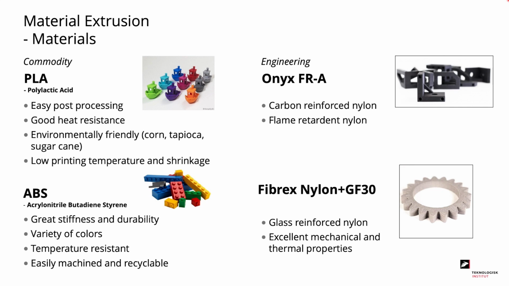We have here divided it into commodity materials and engineering materials. The main commodity materials include PLA, which is easy to post-process and has good heat resistance. Then we have ABS, which is known for great stiffness and durability and a variety of colors. For the engineering materials, we have Onyx FR-A. Here we can use carbon reinforced nylon, which is flame retardant. We also have Fibrex nylon with, in this case, 30% of glass fiber. This is simply glass reinforced nylon that has excellent mechanical and thermal properties.